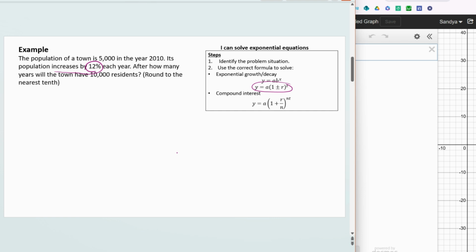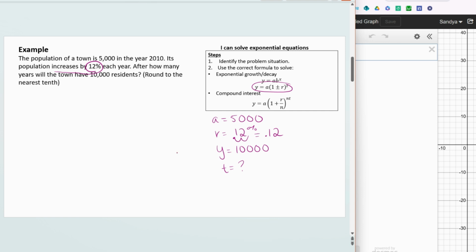Let's go ahead and identify our variables. So our starting value is a, so a is equal to 5,000. Our rate of change is 12%, which we can convert to a decimal by moving it two places to the left. That's 0.12. And then the final value is going to be y equals 10,000 residents. Okay. So now it says after how many years? So after how many years means t is our unknown value.